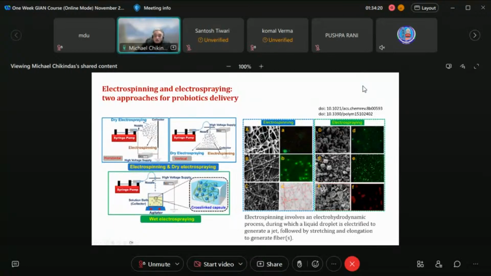bacteriocins. So electrospinning involves an electrohydrodynamic process in which the liquid droplet is electrified to generate a jet, followed by the stretching and elongation to generate fiber. So this is generally what it is about.